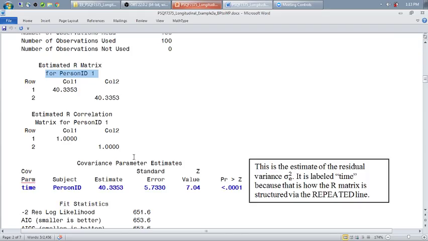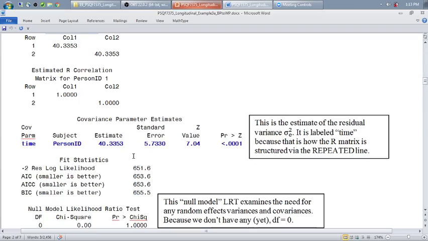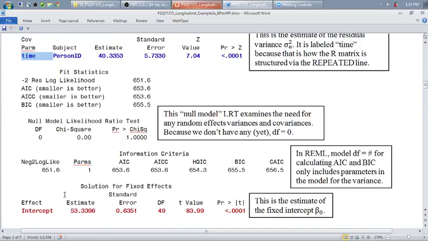Okay. So the only parameter that's in the model for the variance right now is this right here. And it refers to the variable that you use to define the repeated measures, which is time. But really, this just means residual. So here's the 40. So this is the variability at each occasion across persons. Then the only other thing that's of interest here, so blue is the model for the variance, red is the model for the means. This is my fixed intercept. Because I have no predictors, my fixed intercept is the grand mean across everybody and every occasion, and it has an estimate of 53 with a standard error of about 0.6.